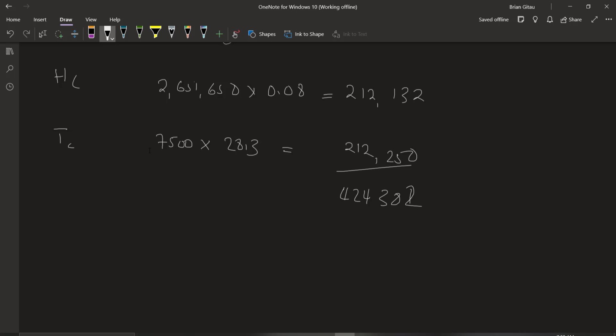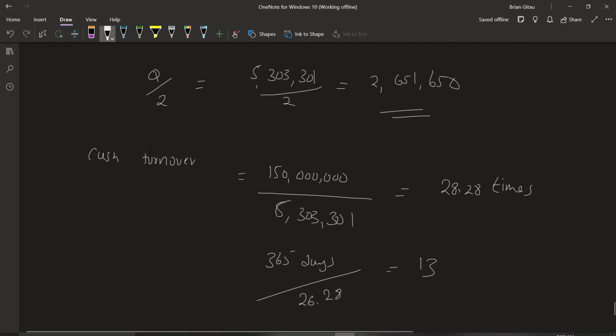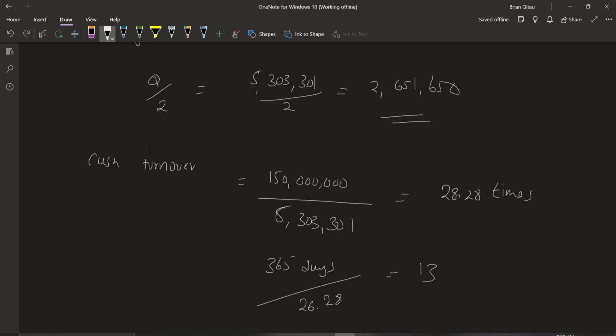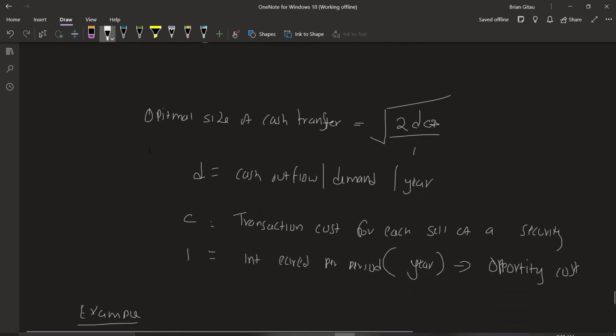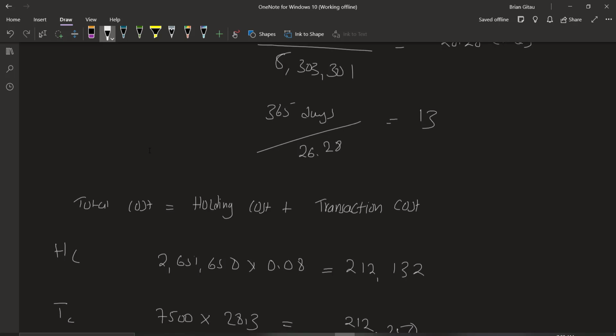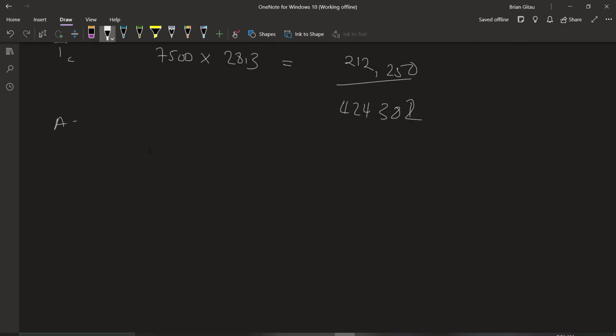It's very similar to the inventory management problem, the EOQ model. Now let's go ahead and look at some of the assumptions of this model, and they are very similar. So assumptions. The first assumption is that the firm is able to forecast its needs with certainty.